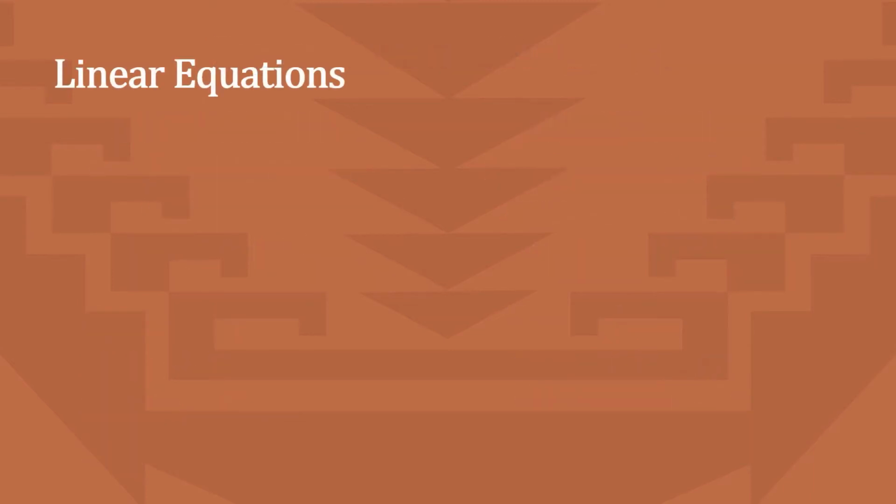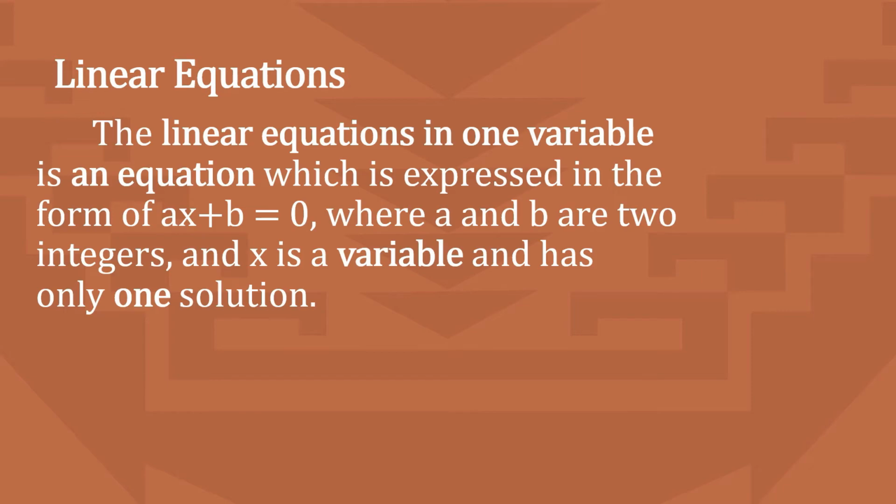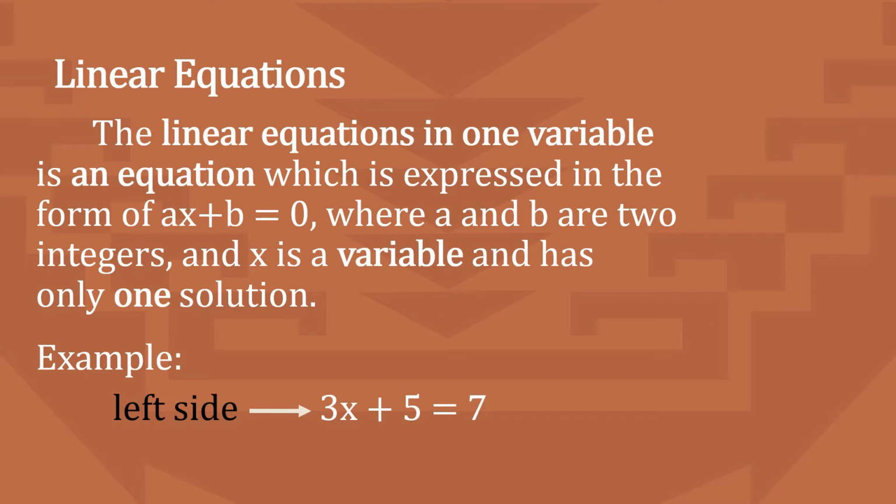What is linear equations? The linear equation in one variable is an equation which is expressed in the form of ax plus b equals 0, where a and b are two integers and x is a variable that has only one solution. Example: 3x plus 5 equals 7, where 3x plus 5 is the left side, and then we have also equal sign. 7 is the right side.